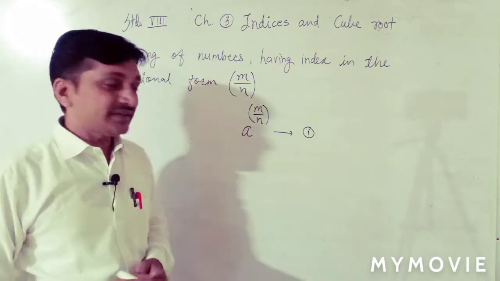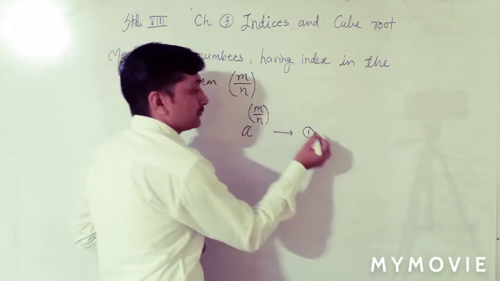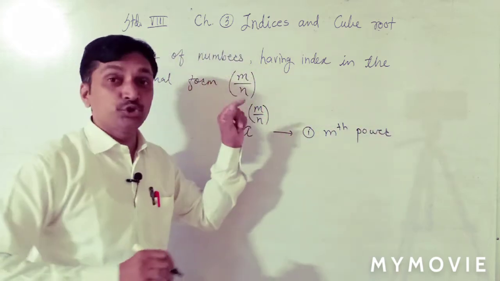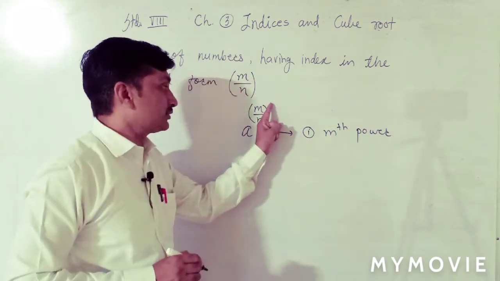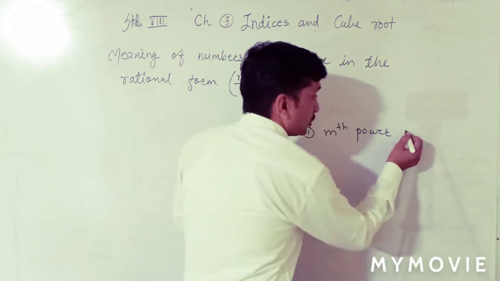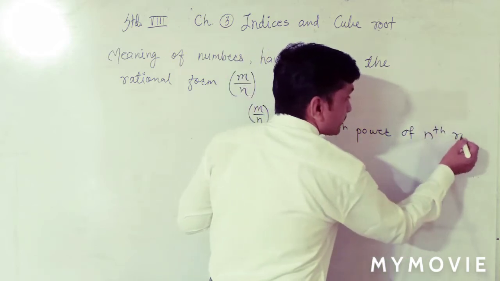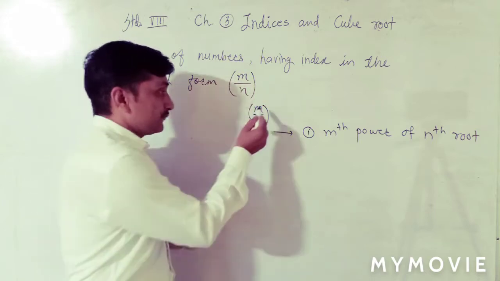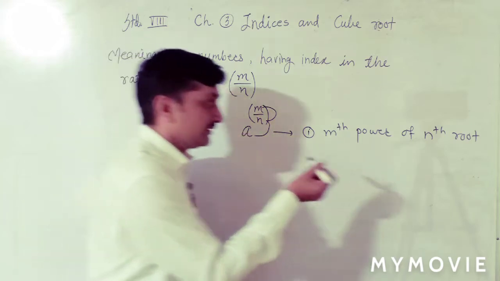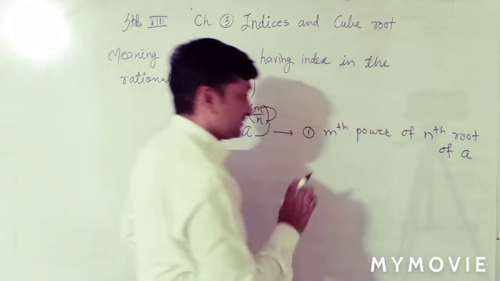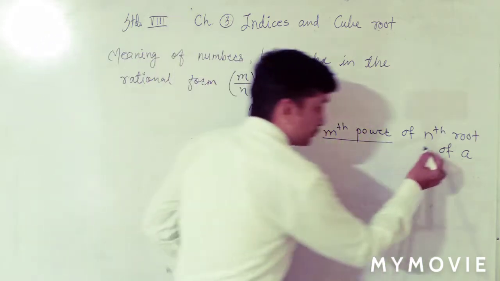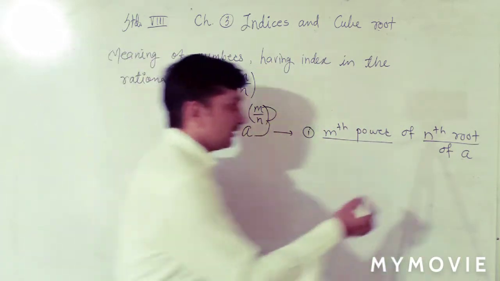Now how to write it in two ways? First way, what is the power here? m. Then mth power. The numerator is the power, the denominator is the root, and the denominator is n. So, mth power of nth root of the base, and the base is a. Means mth power is the numerator, nth root is the denominator, of a, which is the base.